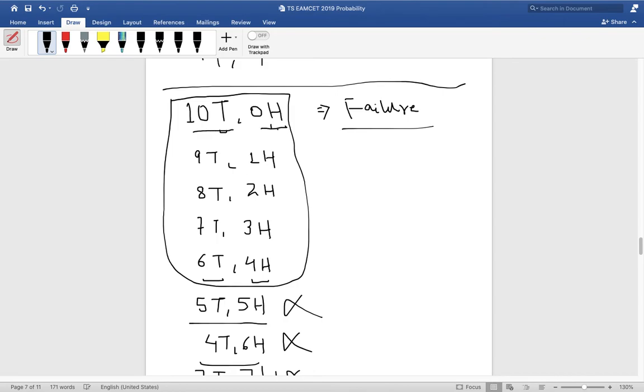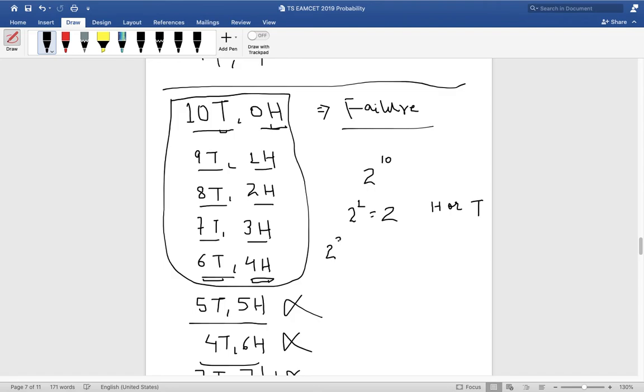So I have 10 tails, 0 heads, 9 tails, 1 head, 8 tails, 2 heads, 7 tails, 3 heads, 6 tails, 4 heads. I have to find out how many ways I can get this. The total number of ways in which I will have tails and heads when tossed 10 times will be 2 raised to the power 10, right? When I toss it 1 time, there are 2 possible outcomes, 2 raised to the power 1, that is 2. That is either a head or a tail. That's it.